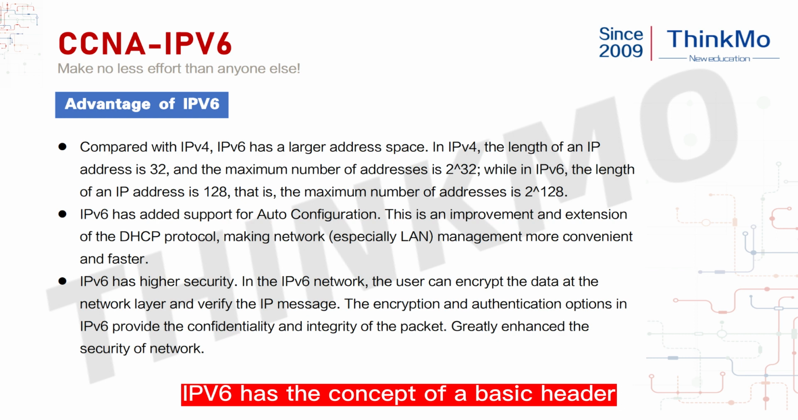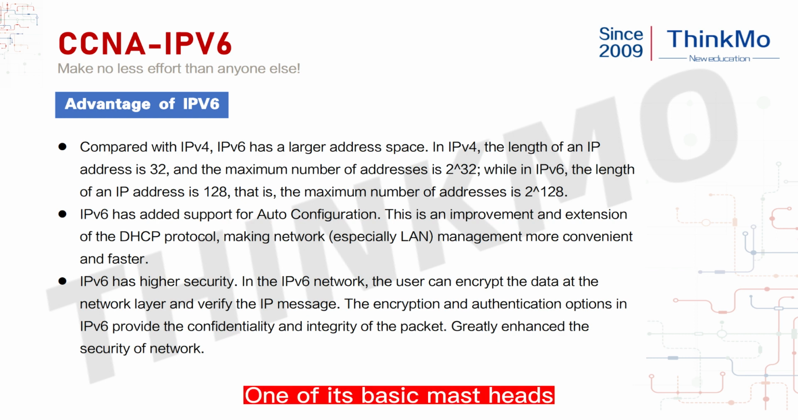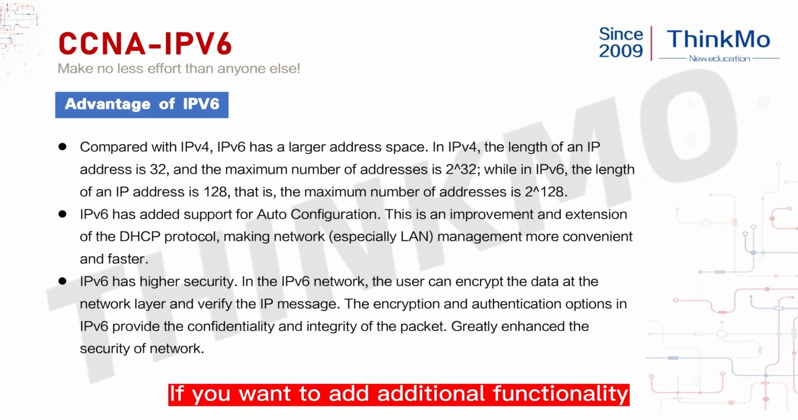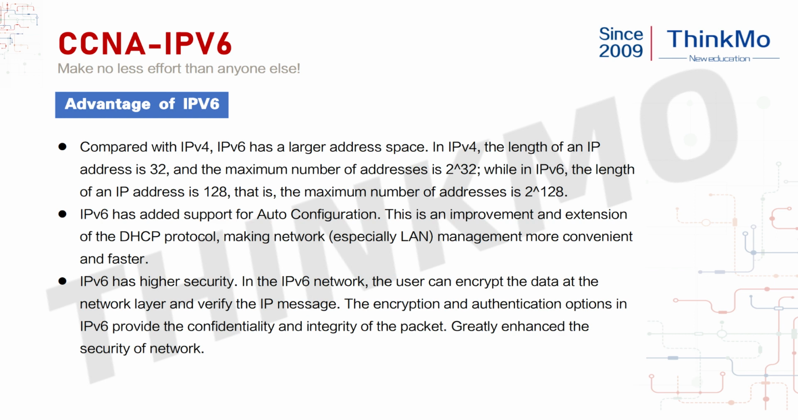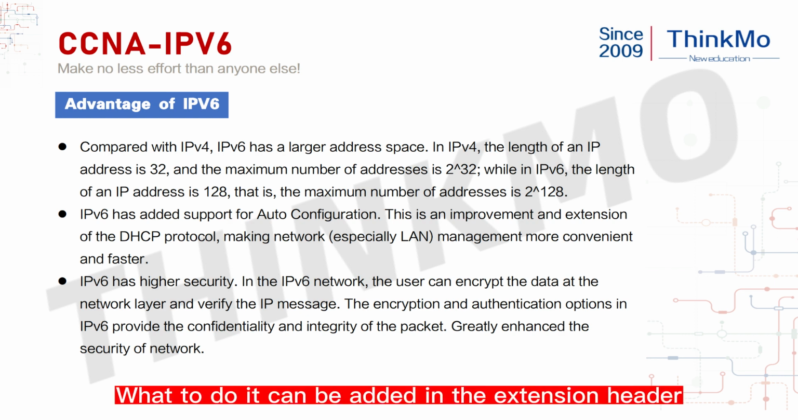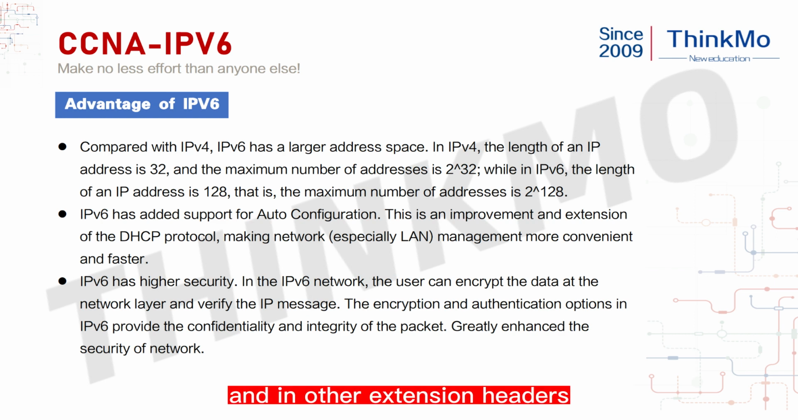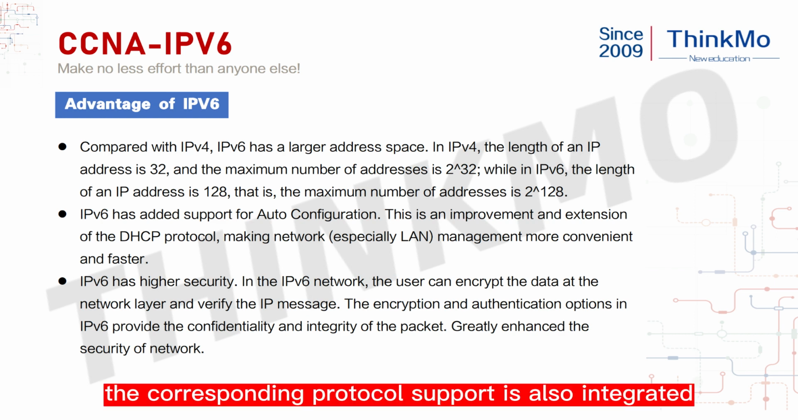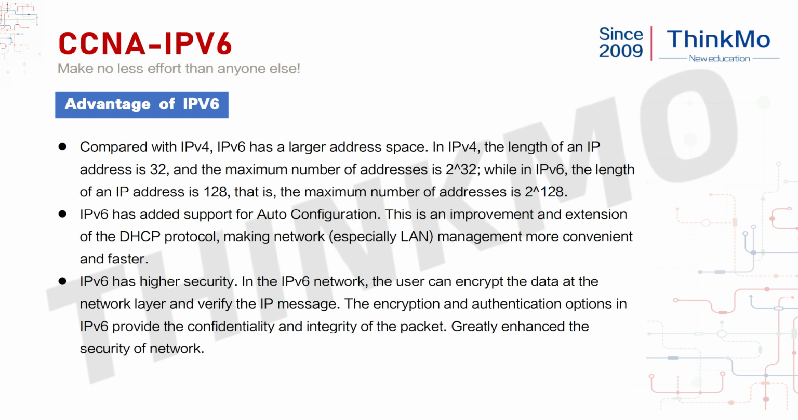IPv6 has the concept of a basic header, which is a fixed size of 40 bytes. There are only 8 fields in the IPv6 data header. It has a fixed length. If you want to add additional functionality or configure other protocols, what do you do? It can be added in the extension headers, and the corresponding protocol support is also integrated, for example, support for IPsec, its native encryption.